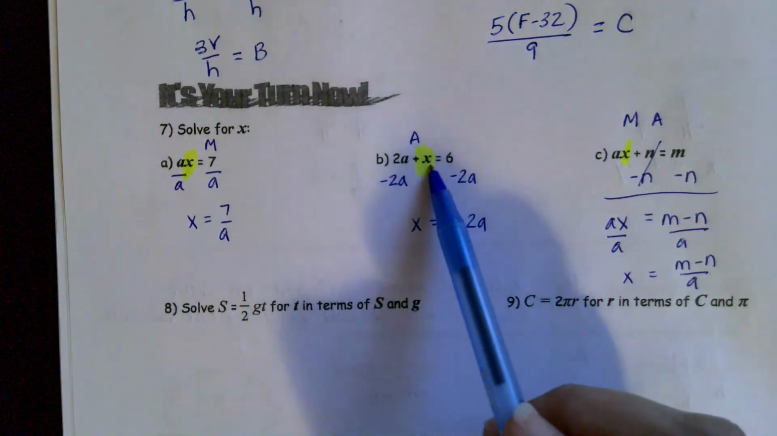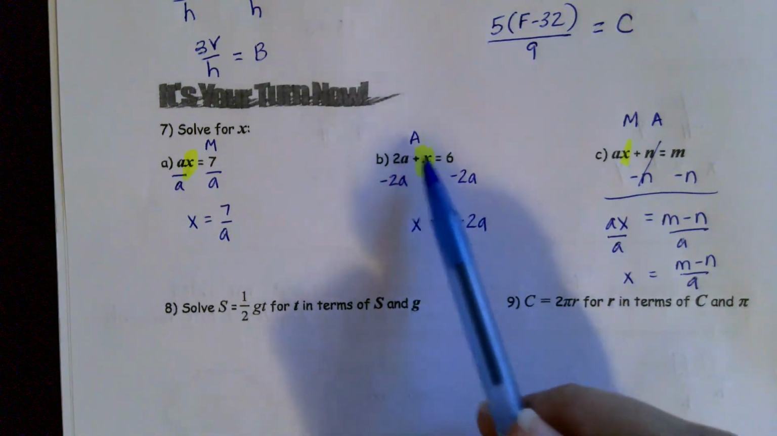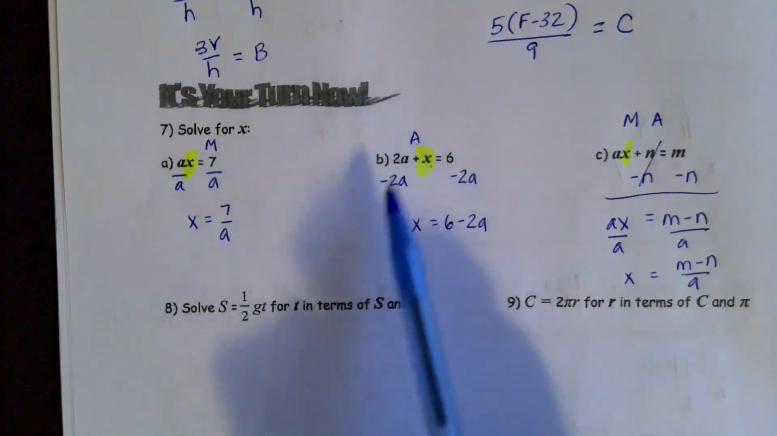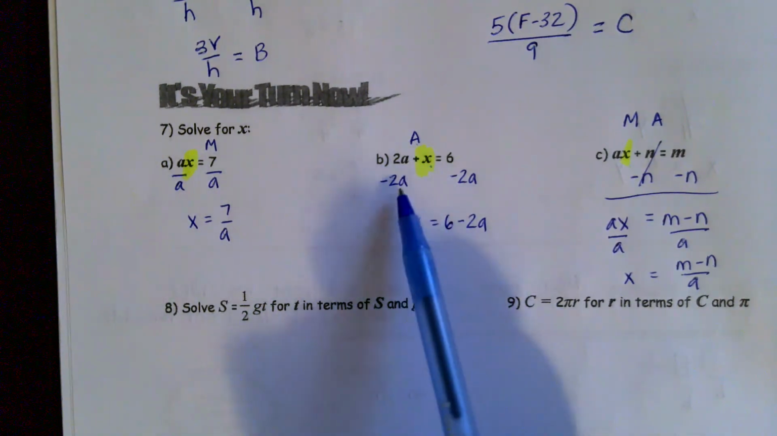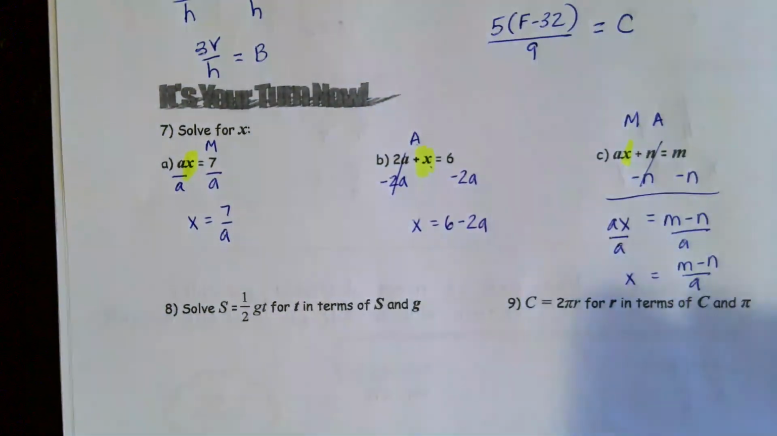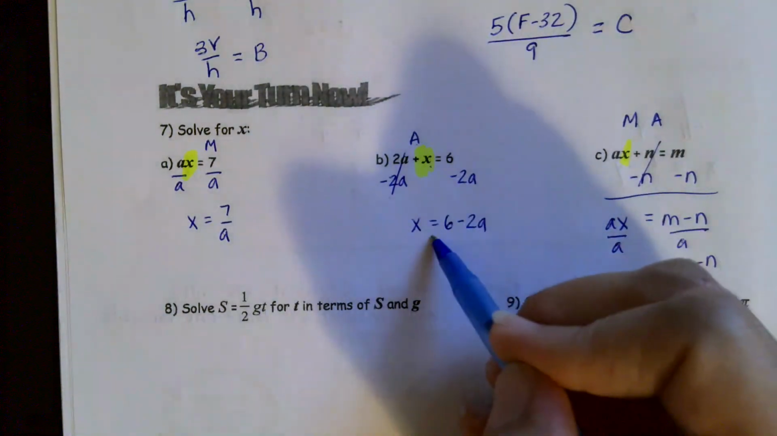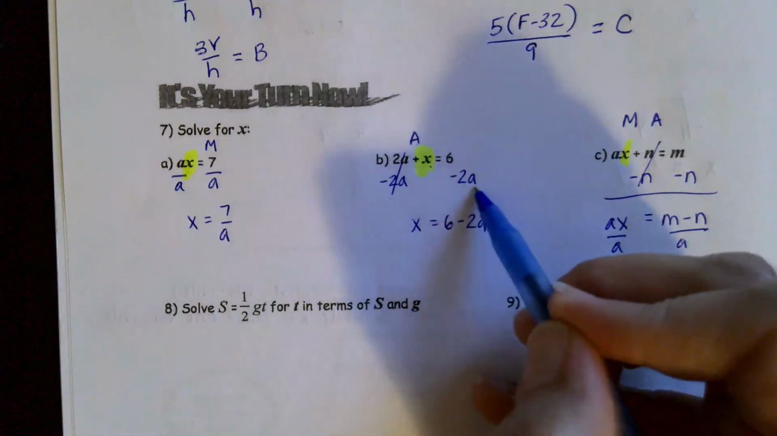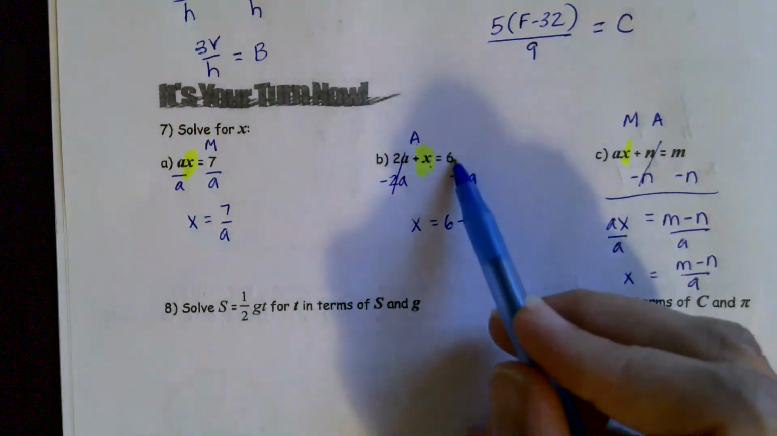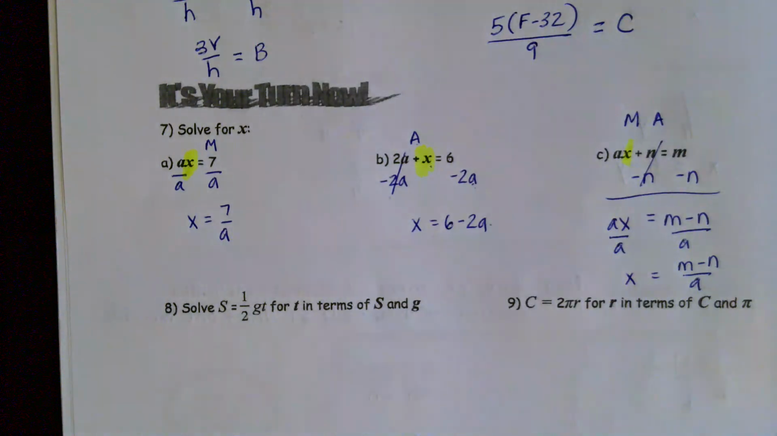Over here, here's x. The only thing that's happening next to it is 2a is being added. So the opposite of adding something is subtracting. Subtract 2a from both sides. This is a zero pair. And I have x equals 6 minus 2a. These are not like terms because this has a variable and this is a constant.